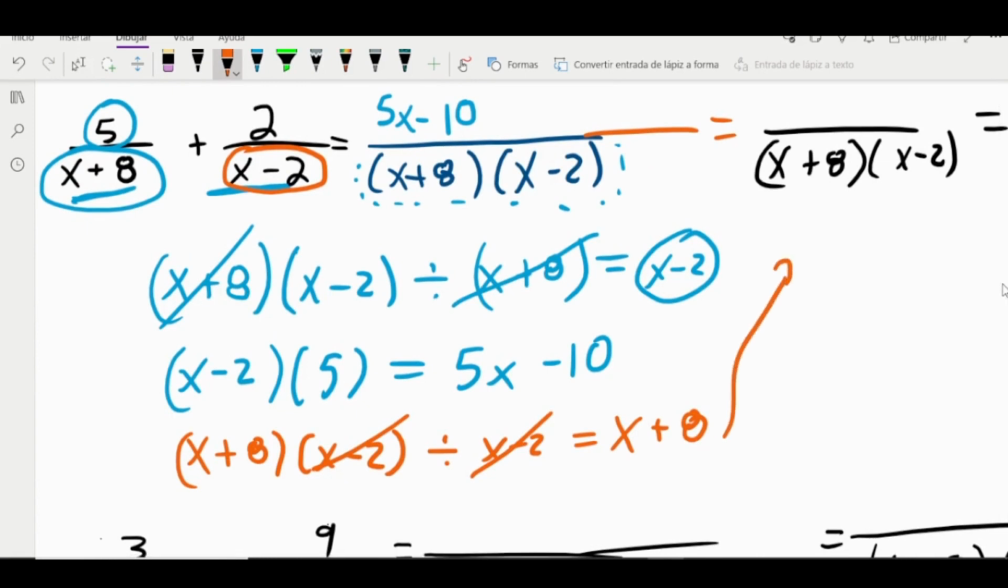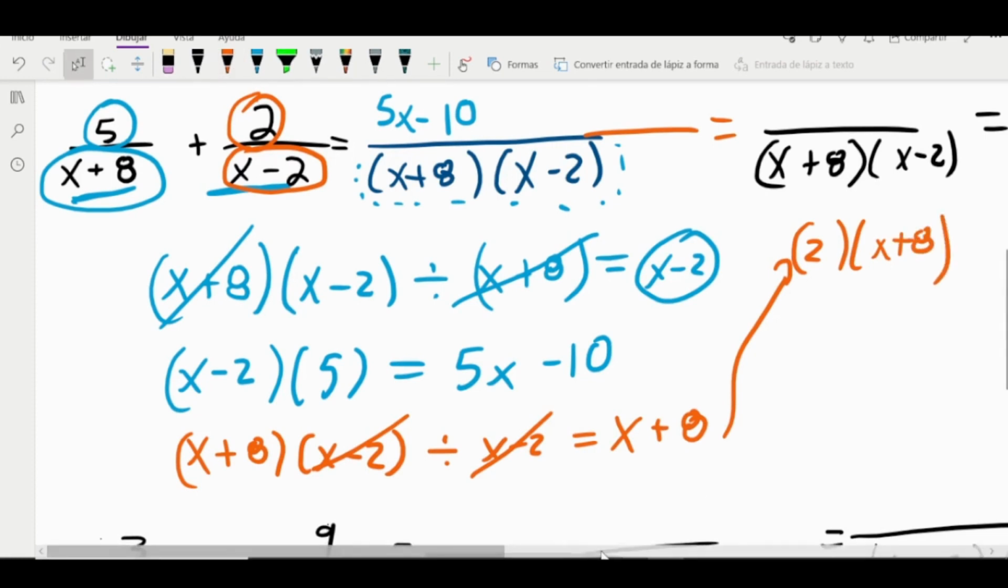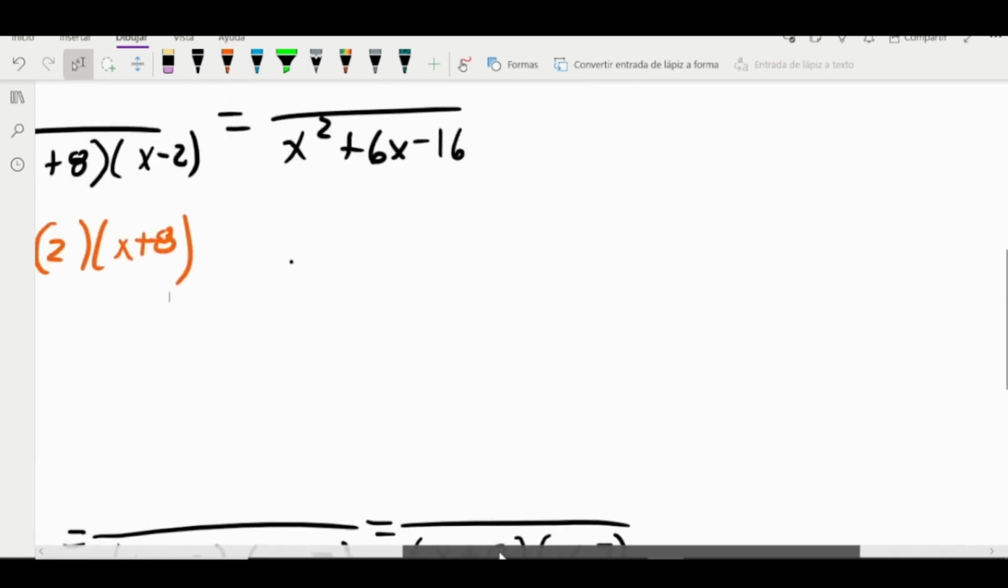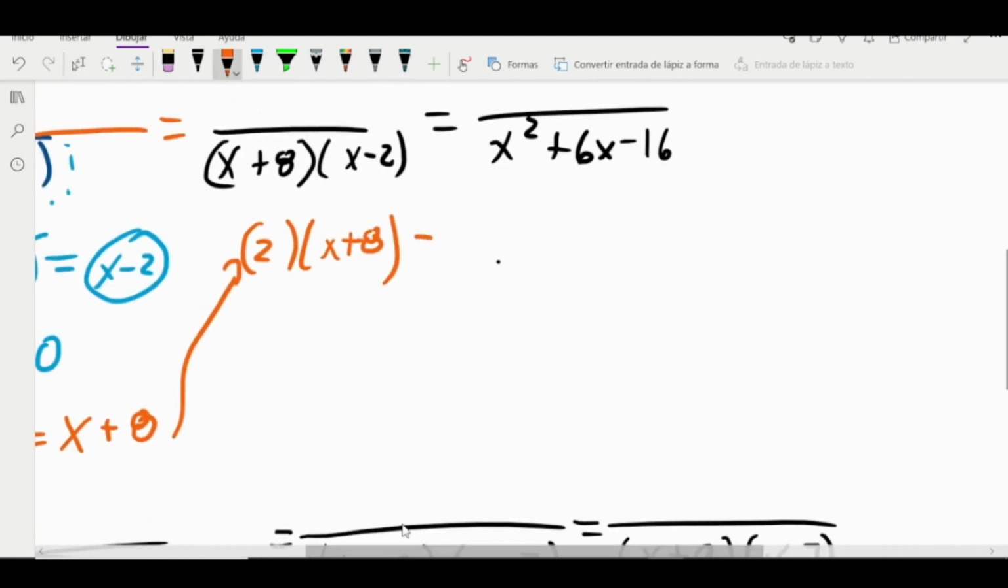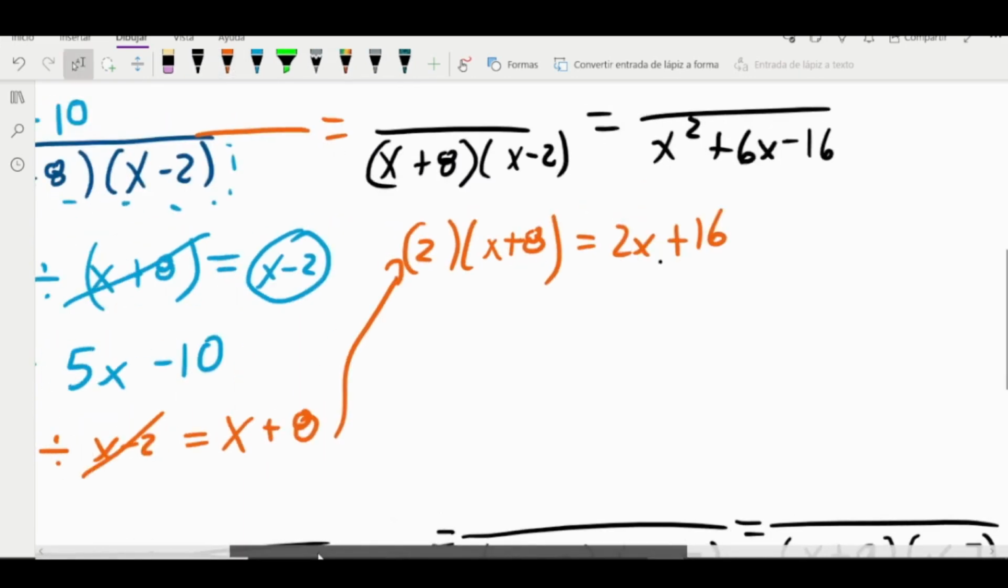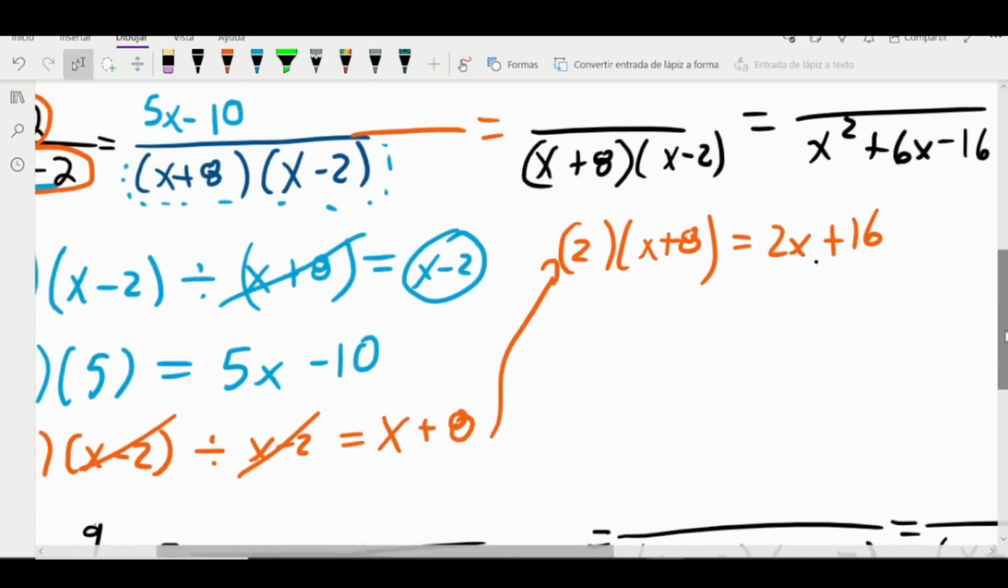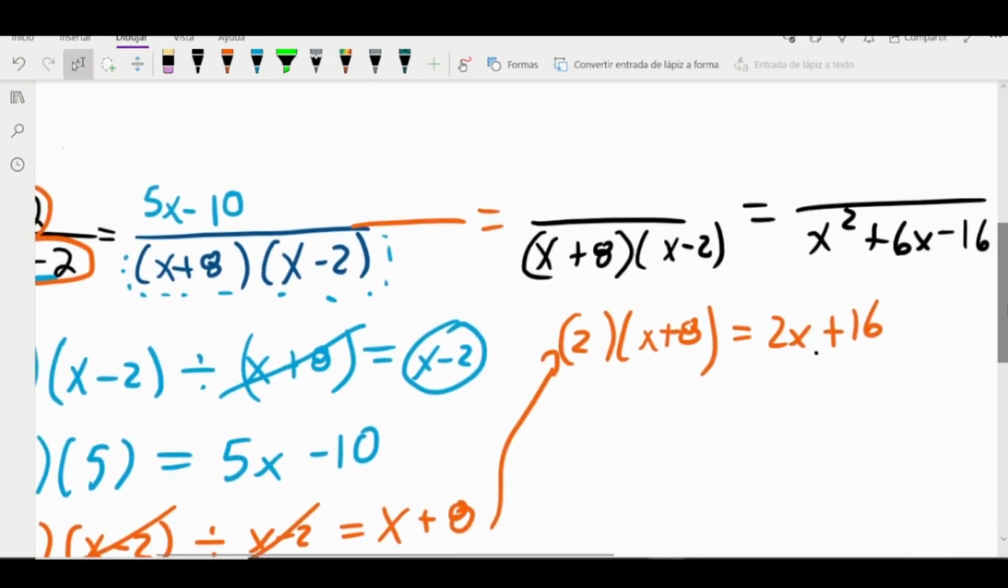So it's going to be 2 times x plus 8. Okay, so here we continue. The result is going to be 2x plus 16. And here you're going to apply this result on the top. Okay, just let me copy and paste. It's going to be plus 2x plus 16.